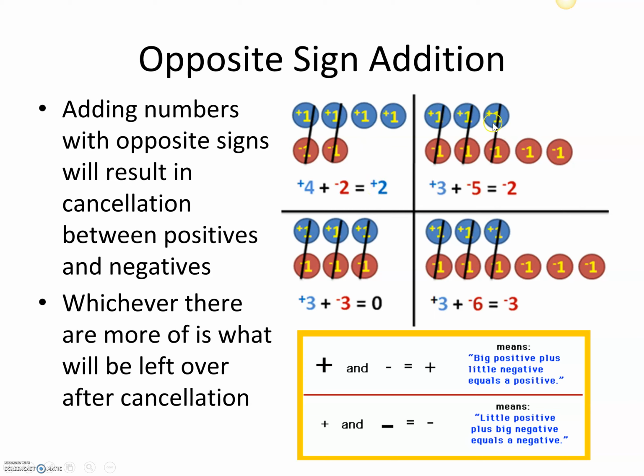On the second example, we have 3 positives and 5 negatives. And when we cancel out the 0 pairs, we have 1, 2, 3 pairs to cancel out, and then we're left over with 2 negatives. So the answer is negative 2. In general, when we have a big positive and a little negative, the answer will be a positive number. When we have a little positive and a big negative, the answer will be a negative number.